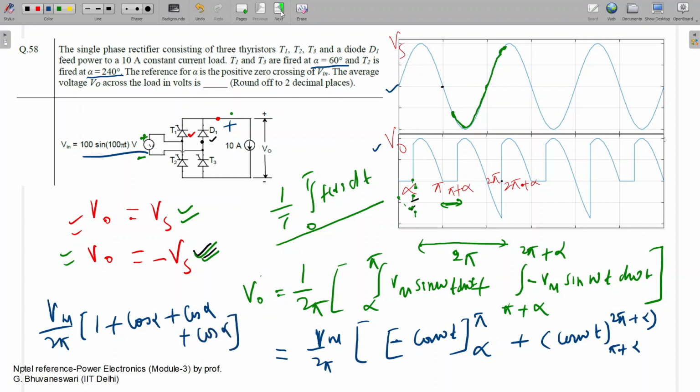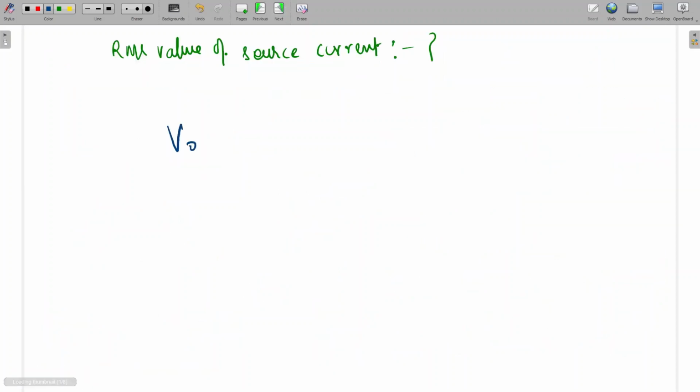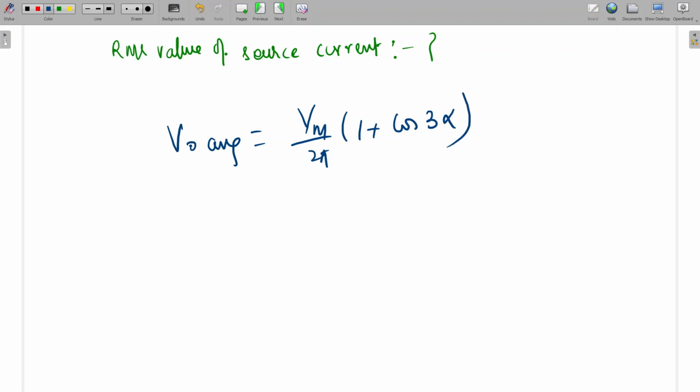So what will be the final value? Vo average is equal to Vm upon 2 pi times (1 plus 3 cos alpha). Can anyone calculate and tell the final value? Vm is 100, so 100 upon 2 pi. Alpha is 60, so 1 plus, it is not cos 3 alpha, it is 3 cos alpha. There are 3 times cos alpha now, so 1 plus 3 cos alpha.